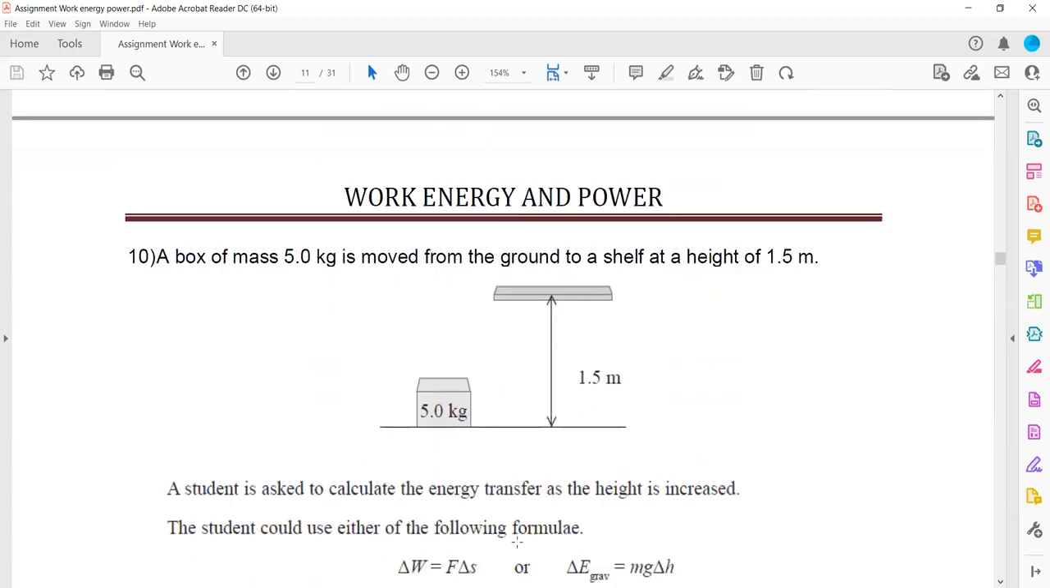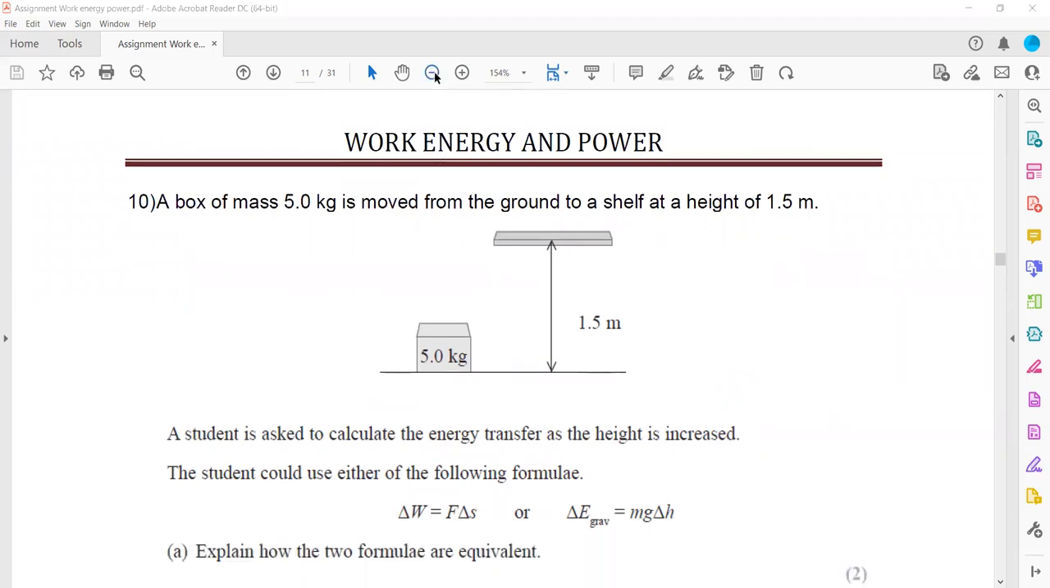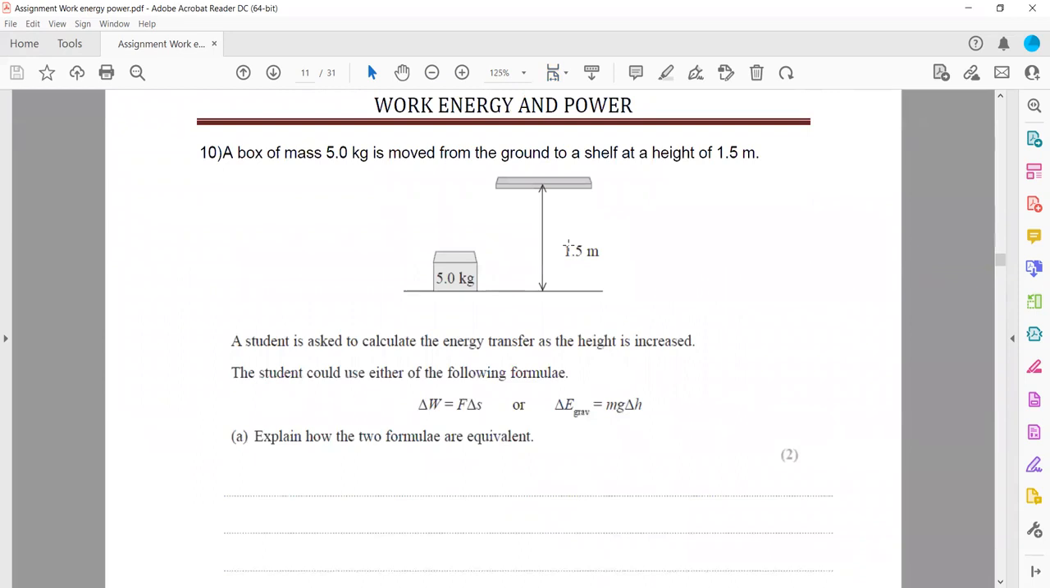The next question. A box of mass 0.5 kilogram is moved from the ground to a shelf at a height of 1.5 meters. The student is asked to calculate the energy transfer as the height increases. The student could use either of the formulas. Explain how the two formulas are equivalent. Like how the two formulas are the same, there is no difference between the two formulas.